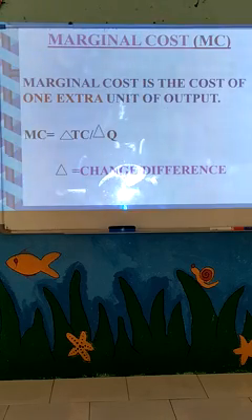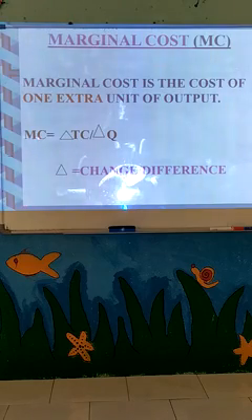And next here it is the marginal cost. Marginal cost is the cost of one extra unit of output. If we are producing one additional unit of output, how much cost do we have to pay for that additional unit? That is called the marginal cost. Marginal cost is the additional cost of one extra unit of output.